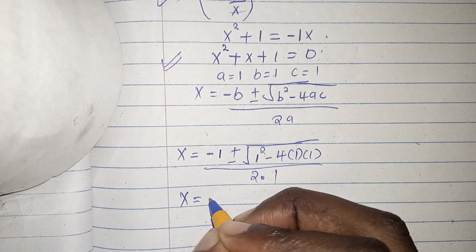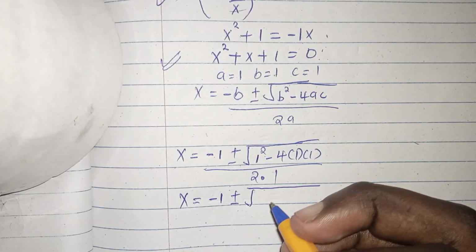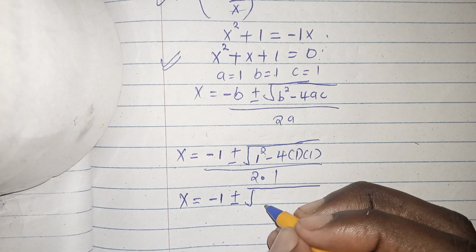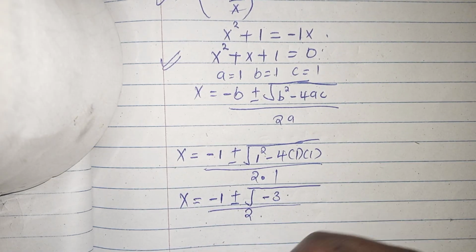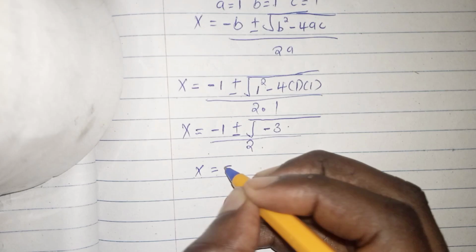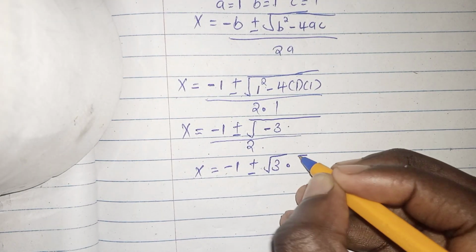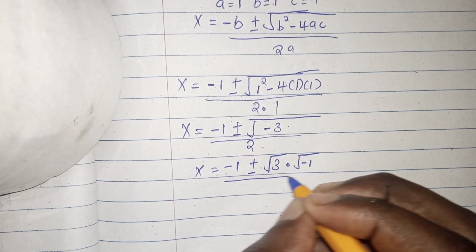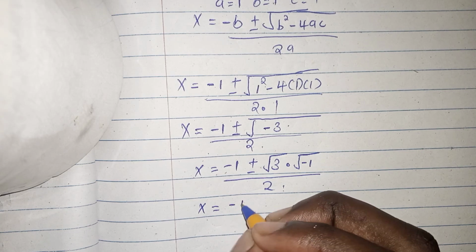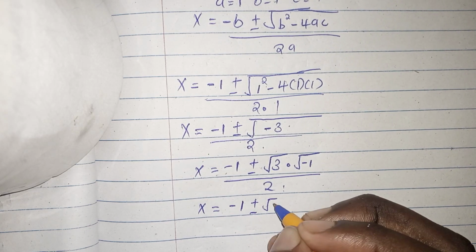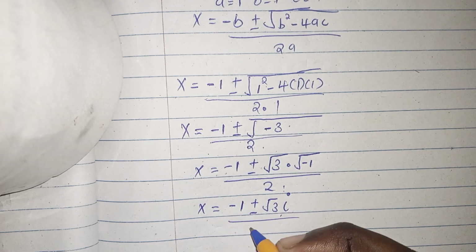So x is equals to negative 1 plus or minus the square root of 1 squared, which is 1, minus 4. So 1 minus 4 is negative 3, over 2 times 1, which is 2. So x is equals to negative 1 plus or minus the square root of 3 times the square root of negative 1, over 2. So x is equals to negative 1 plus or minus the square root of 3, the square root of negative 1, this gives us imaginary, over 2.